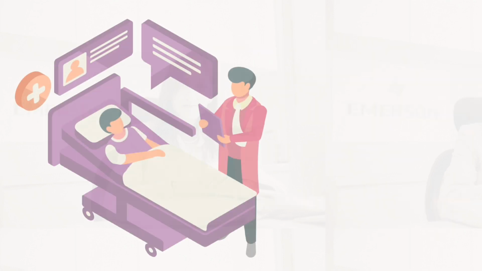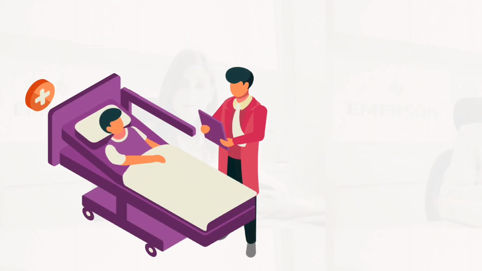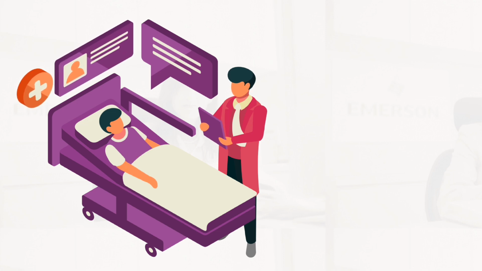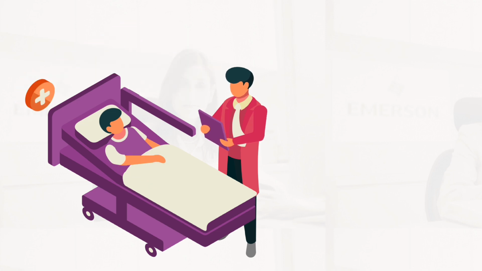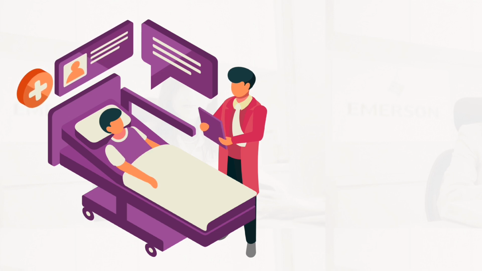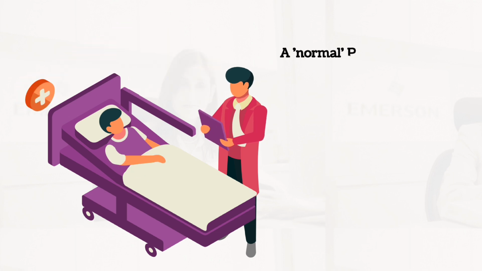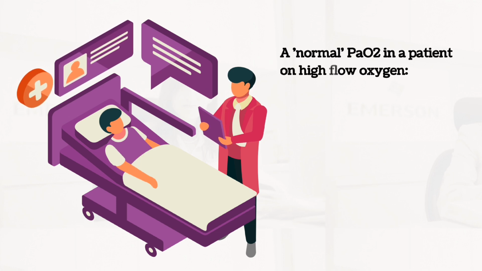Before getting stuck into the details of the analysis, it's important to look at the patient's current clinical status or clinical condition, as this provides essential context to the ABG result. Below are a few examples to demonstrate how important context is when interpreting an ABG.